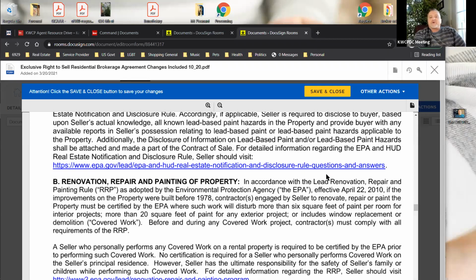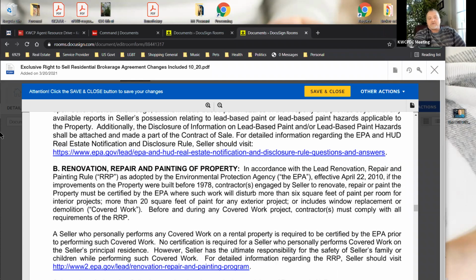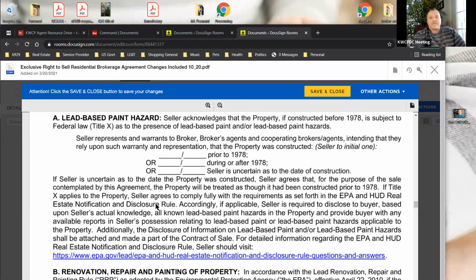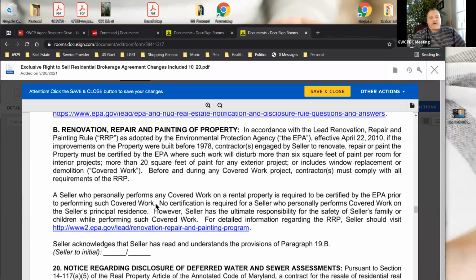For detailed information regarding the EPA and HUD Real Estate Notification Disclosure Rule, sellers should visit this link. All right, anybody have questions on that? Okay, moving forward.